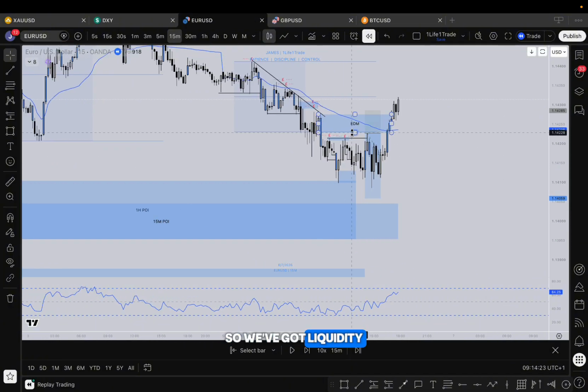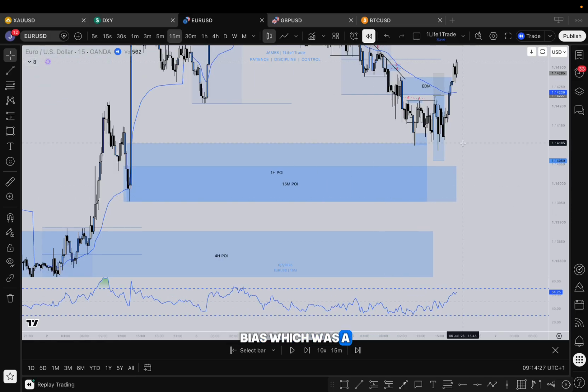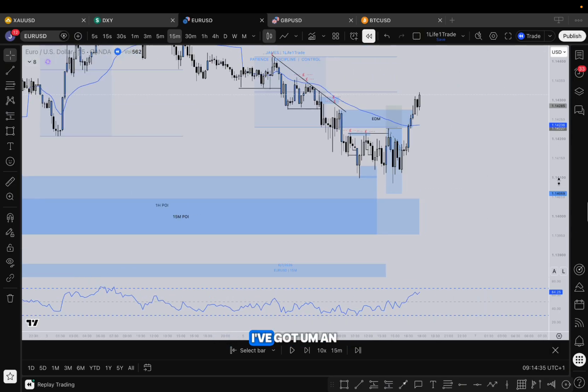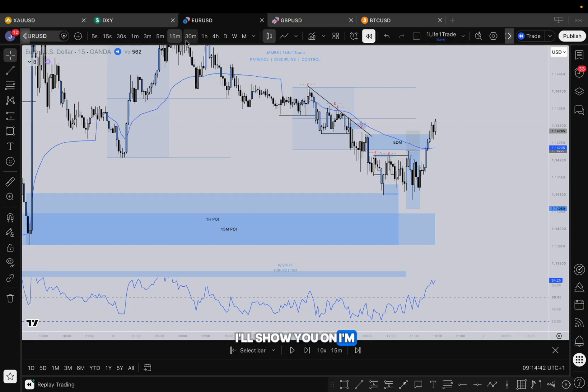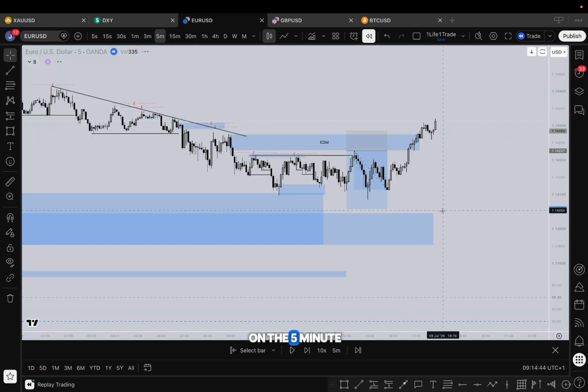So, we've got liquidity that can be taken. We've got our original bias, which was a buy, but because we want this area, we knew there's a good chance it's going to come down, fill this imbalance into this area. So we had that. I've got an EDM there, which is like a divergence, say. So if I show you on, I'm pretty sure it's more on the 5 minute.